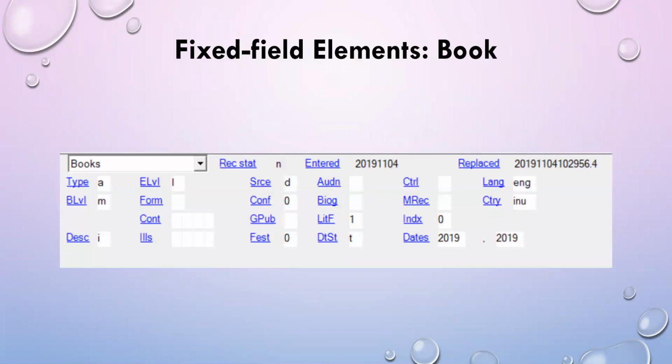The fixed field elements in a book catalog record contain specifically coded information that identify the materials being cataloged. This is an example of what the fixed field elements look like for a book catalog record. In this record, you see that the type of record dropdown or the format dropdown box is set to books. Type, kind of material, is coded as lowercase a, which is books or language material. Bibliographic level is coded as lowercase m, which is monograph. You also have fields for content of materials, illustrations, conference publication, festschrift, biography, and literary form.